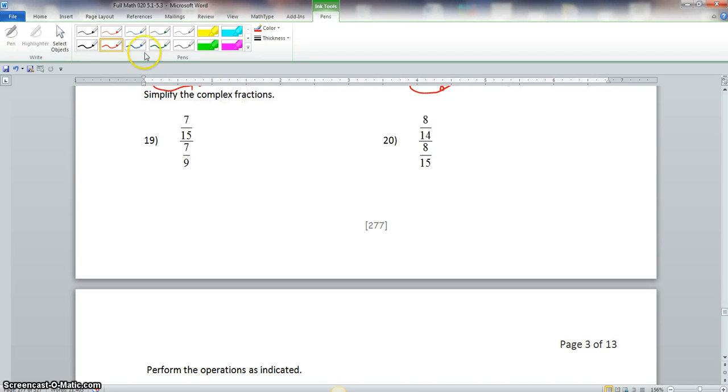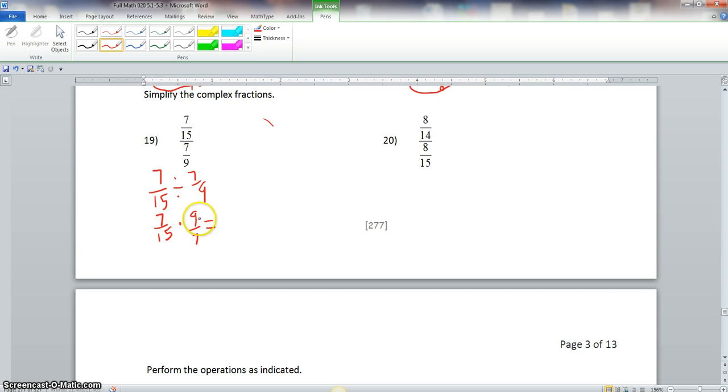Okay, class, picking up where we left off, we're on problem number 19 now. Now, we have to simplify the complex fractions. So we could rewrite this as a division problem. This will become 7/15 divided by 7/9. Now, this leads us to this here. The first fraction stays the same, division becomes multiplication, and we take the reciprocal of the second fraction.